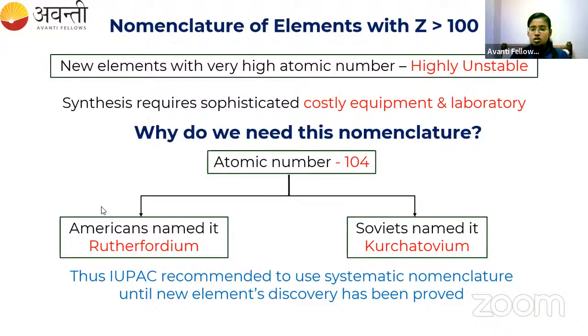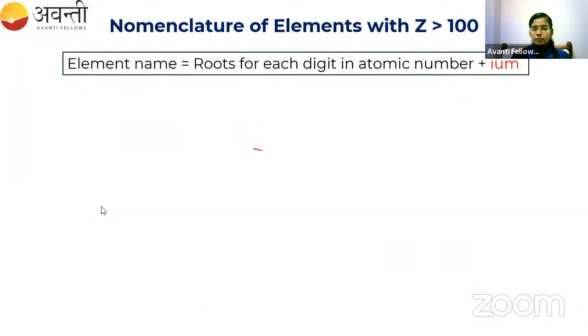So nowadays we are following the set of rules provided by IUPAC, and according to that rule only we are naming the elements which are newly synthesized. So now with this story we will go for the rules. The element name should be written as the root for each digit in the atomic number plus ium.